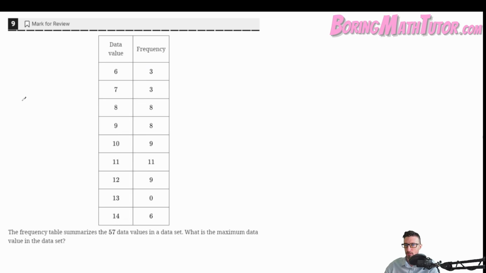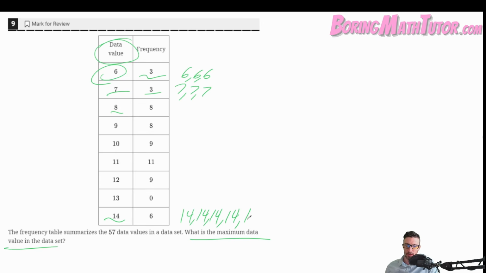Watch out. All right, remember we're still in the early part of the test, so we only got baby problems here. What is the maximum data value in the data set? You just have to realize that they're giving you data values as low as 6, but a frequency of 3. That means that you have 3 6s. 7, frequency of 3, so that means you have 3 of those. And then by the time you finally get to the last one, 14, you would have 6 of those.